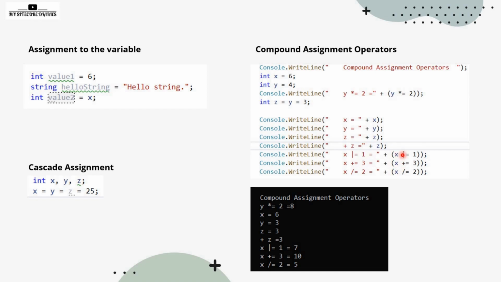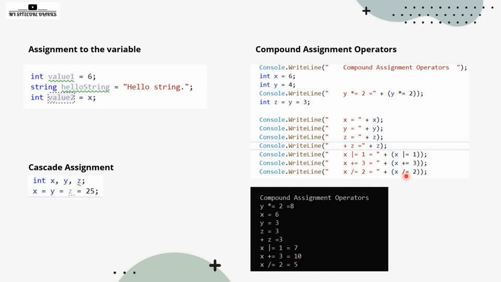Okay, x plus equal to 1, so what it will do is add one to the value of x, so 6 plus 1 is 7. So x will become 7 here. Then you have x plus equal to 3. What it will do is, to 7 it will add 3, and that value will get assigned to x. So 7 plus 3 becomes 10. So now the x value will become 10.